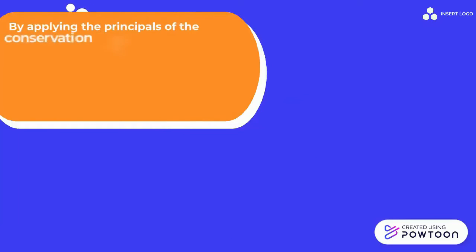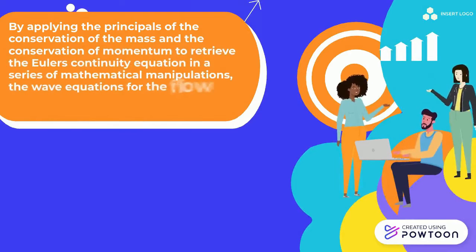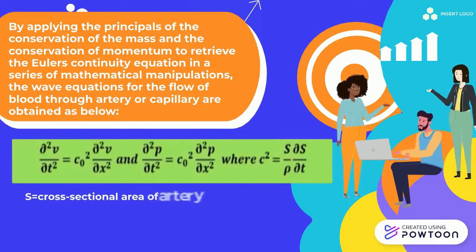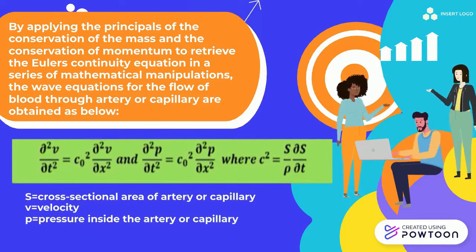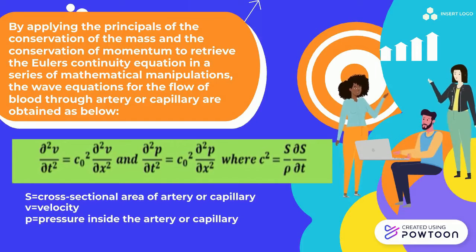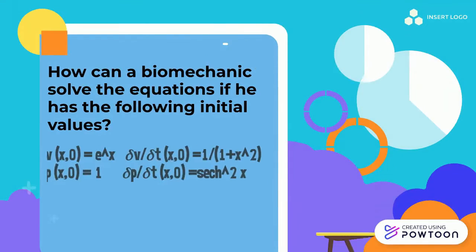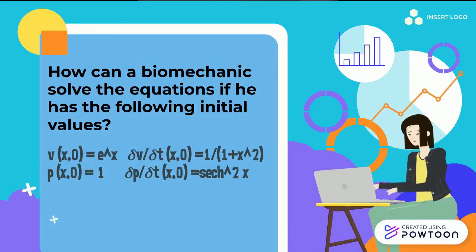By applying the principles of conservation of mass and conservation of momentum to retrieve Euler's continuity equation in a series of mathematical manipulations, the wave equations for the flow of blood through an artery or capillary are obtained as below. S is the cross-sectional area of the artery or capillary, V is velocity, and P is the pressure inside the artery or capillary. So, how can a biomechanic solve the equations if he has the following initial values?